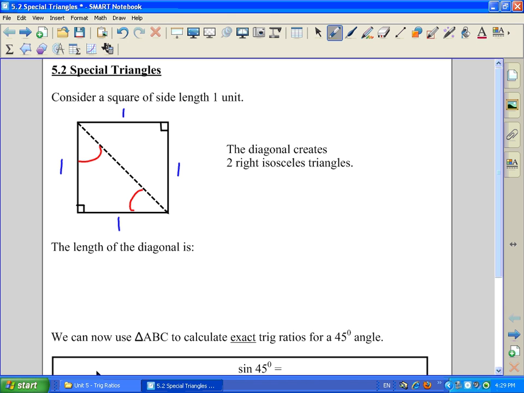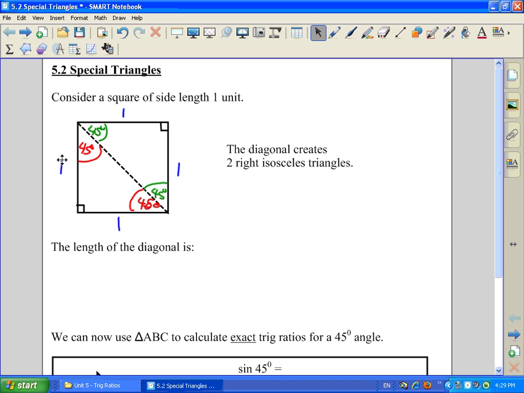And what do we know about when we've bisected a square, my fault, that each of these angles is going to be 45 degrees. So you could argue that it's the same on the other triangle as well. Okay, so let's just take a look at one of these, folks.